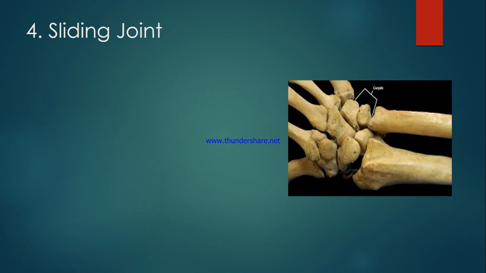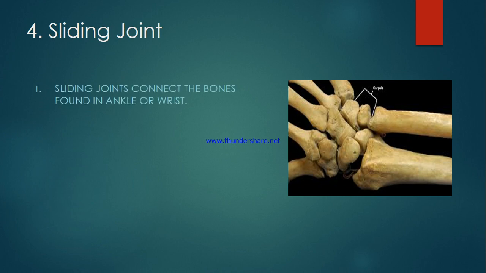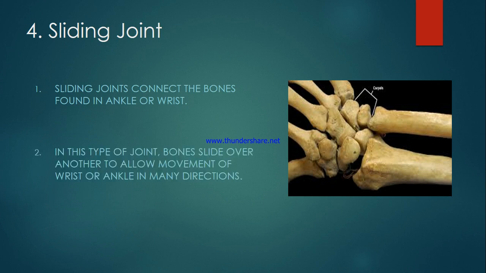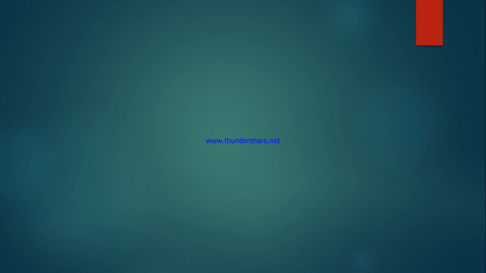Next freely movable joint is sliding joint. Sliding joints connect the bones found in ankle or wrist. In this type of joint, bones slide over one another to allow movement of wrist or ankle in many directions.